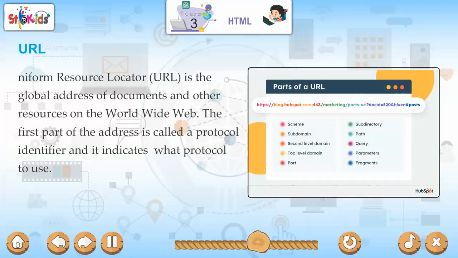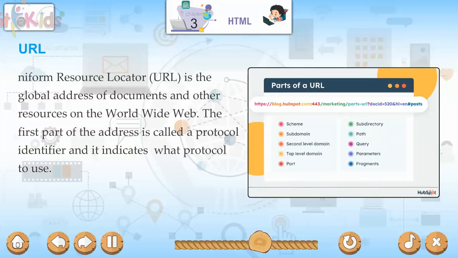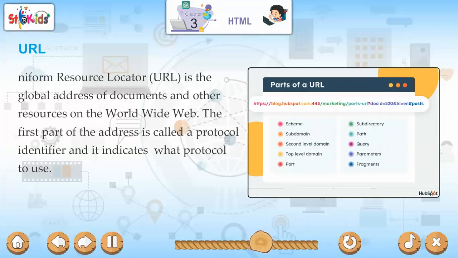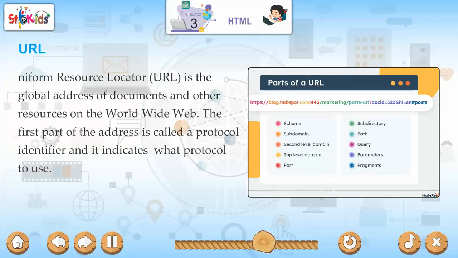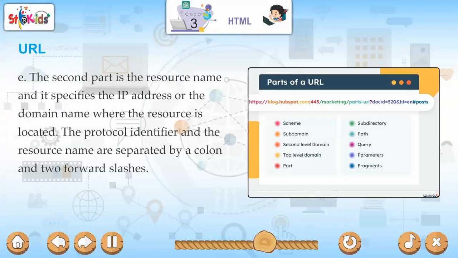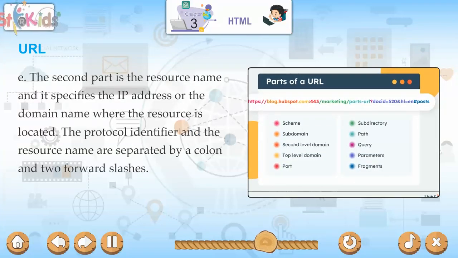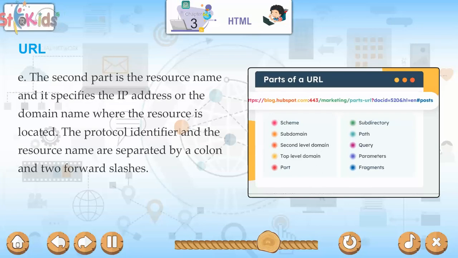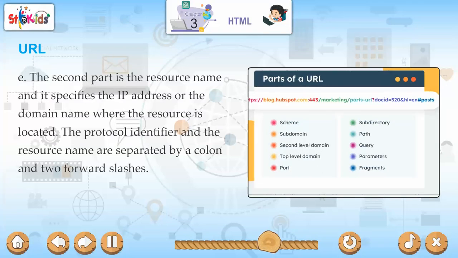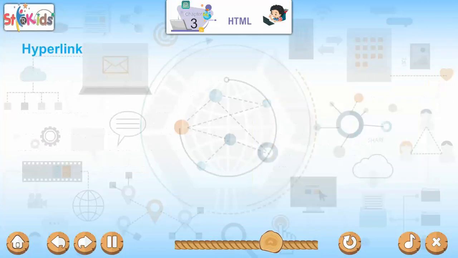URL. Uniform Resource Locator, that is URL, is the global address of documents and other resources on the World Wide Web. The first part of the address is called a protocol identifier and it indicates what protocol to use. The second part is the resource name and it specifies the IP address or the domain name where the resource is located. The protocol identifier and the resource name are separated by a colon and two forward slashes.